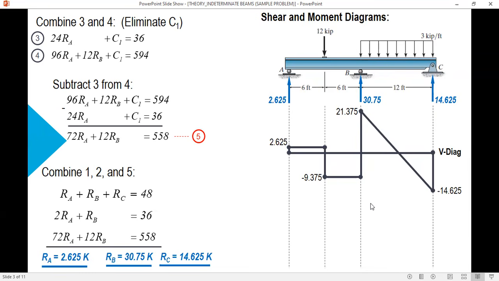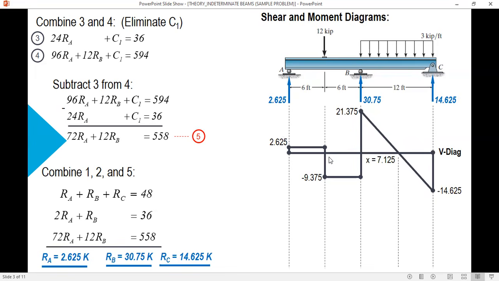Okay. And since we are using the area method of drawing the diagrams, we'll compute for the area of the shear diagram. Now, for this one, we don't have this distance, so let's compute x. To solve for x, you can use my technique. This one, shear divided by uniform load. So 21.375 divided by uniform load 3. The result is 7.125.